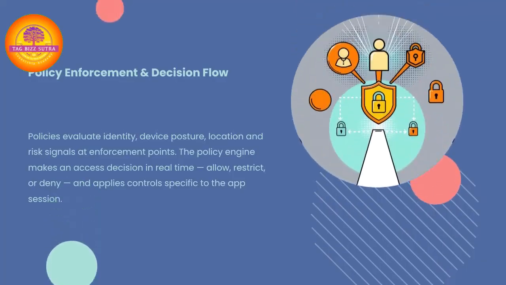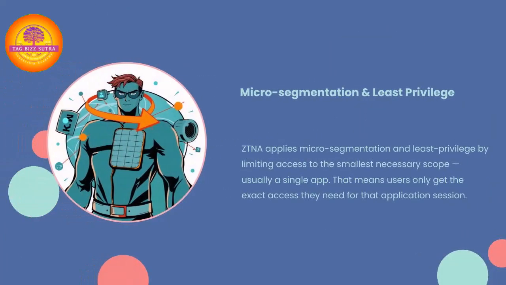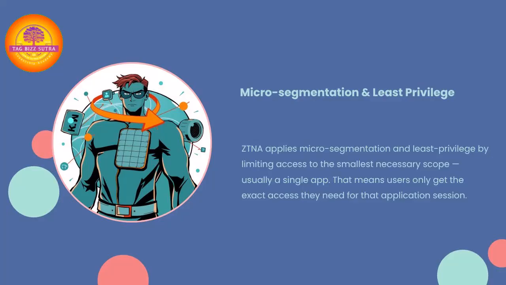Policies evaluate identity, device posture, location, and risk signals at enforcement points. The policy engine makes an access decision in real time, allow, restrict, or deny, and applies controls specific to the app session. ZTNA applies microsegmentation and least privilege by limiting access to the smallest necessary scope, usually a single app.